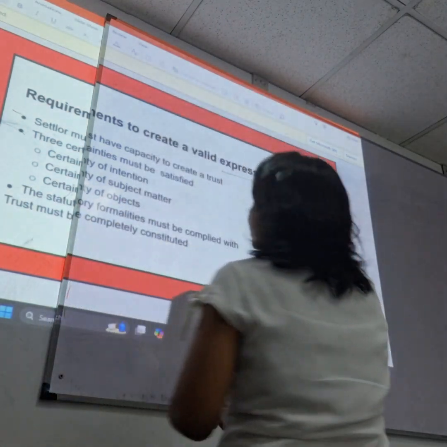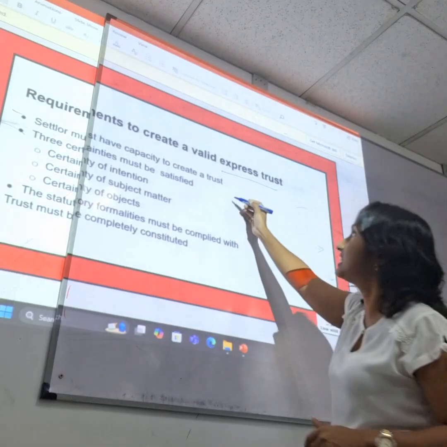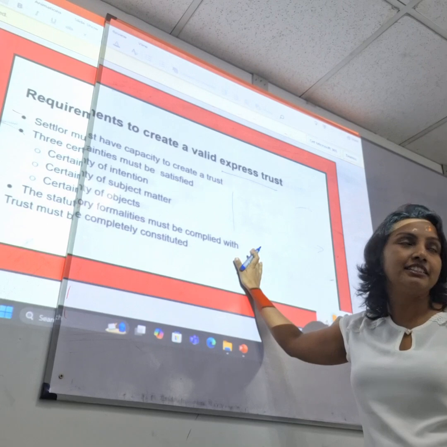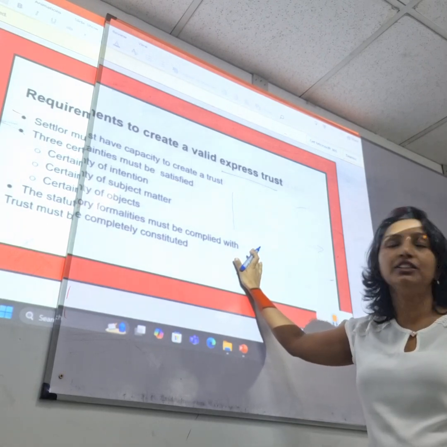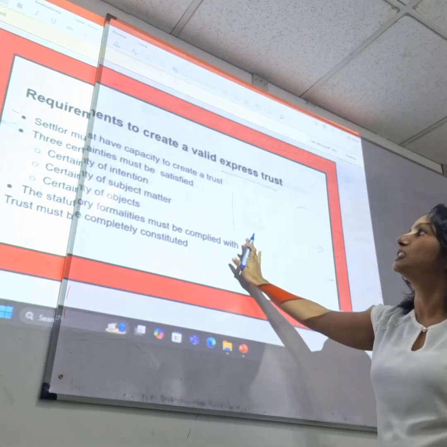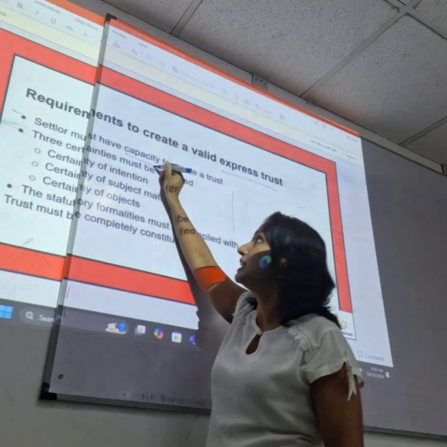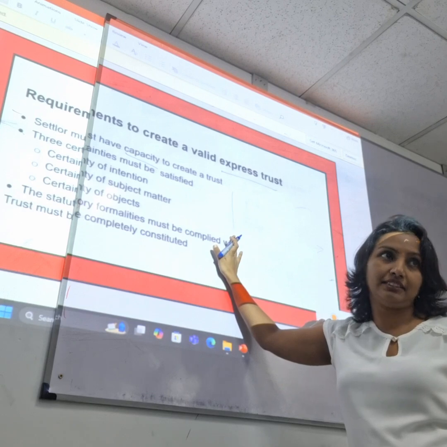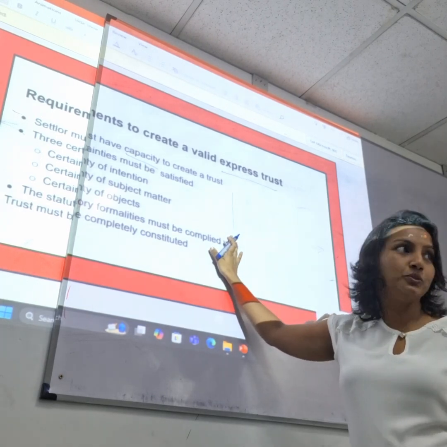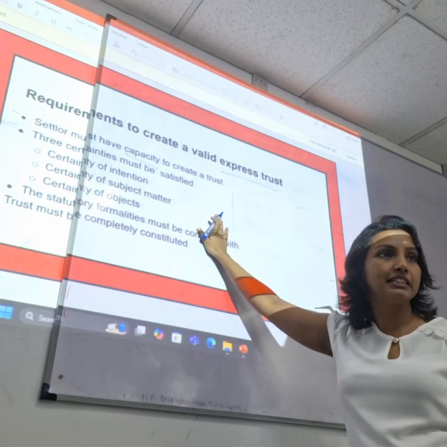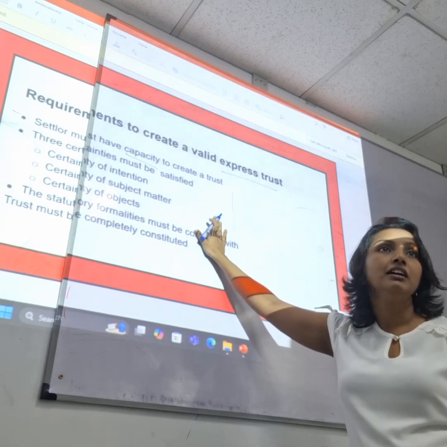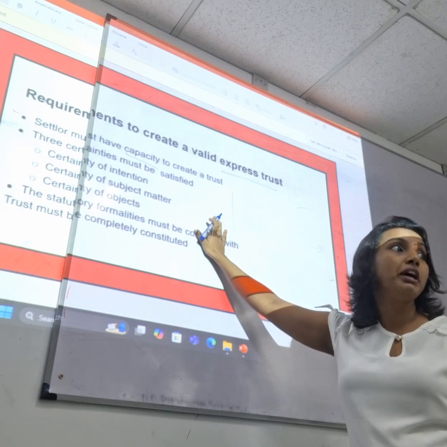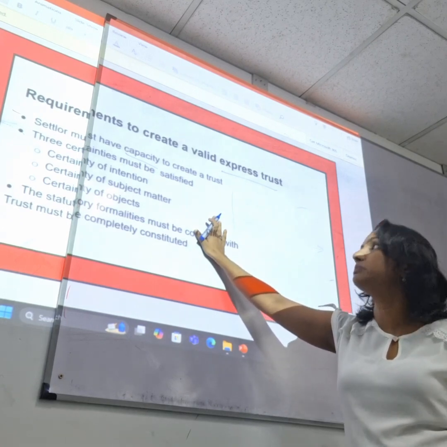Okay, so when you are creating a valid express trust, there are certain things to be satisfied. Similarly in contract law, even for a valid contract to be formed, there are things to be satisfied. Likewise here also there are things. So the first thing is the capacity. Settlor must be a person who has the capacity to create a trust. Similar to contract law, here also we expect the settlor to be a major, somebody above the age of 18, a mentally sound person, clearly sui juris.